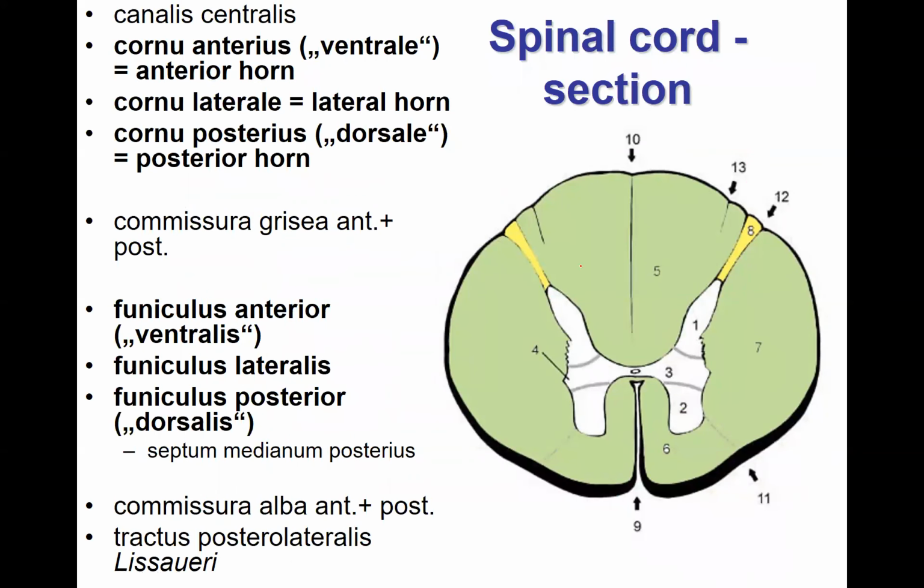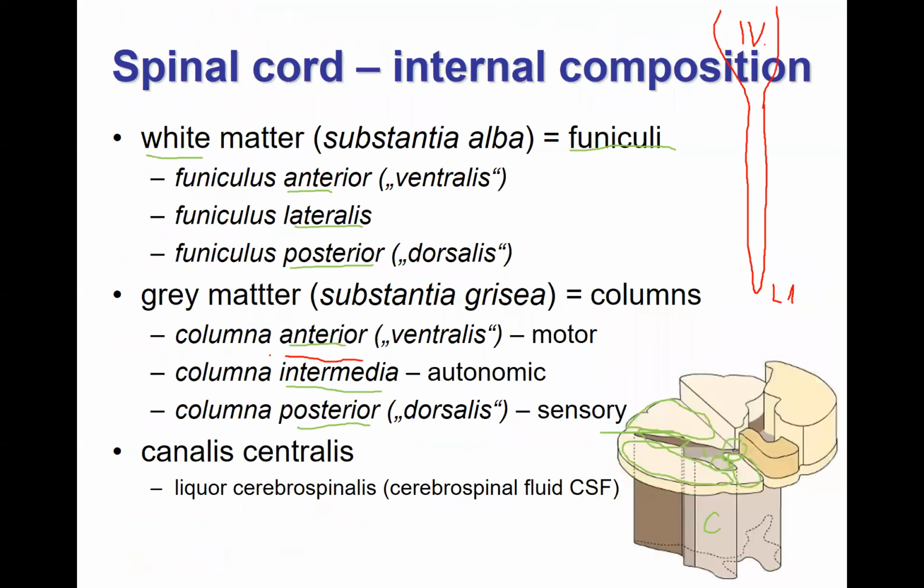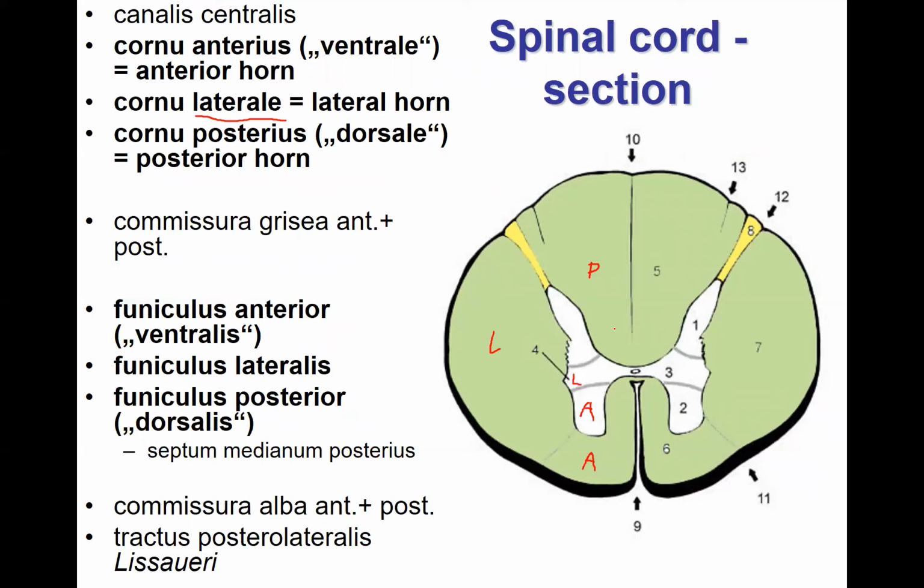Now when we see it on a section, we can see again the funiculi. So this is the posterior funiculus and the lateral and anterior funiculus. The gray matter, which is here white, we call on the section not columns, but horns. So this is the anterior horn. This is the intermediate column, but on section it's called lateral horn. So lateral horn, but intermediate column. So these terms do not match properly. And posterior horn.